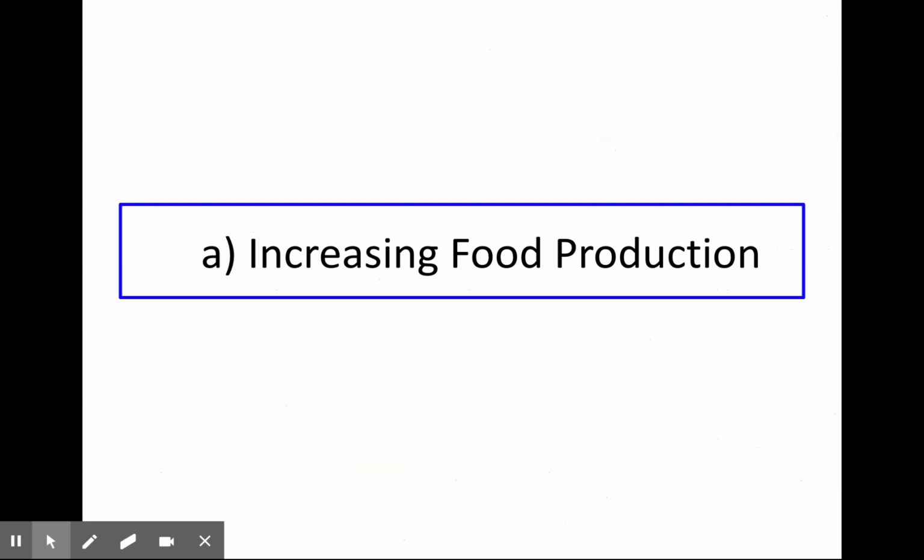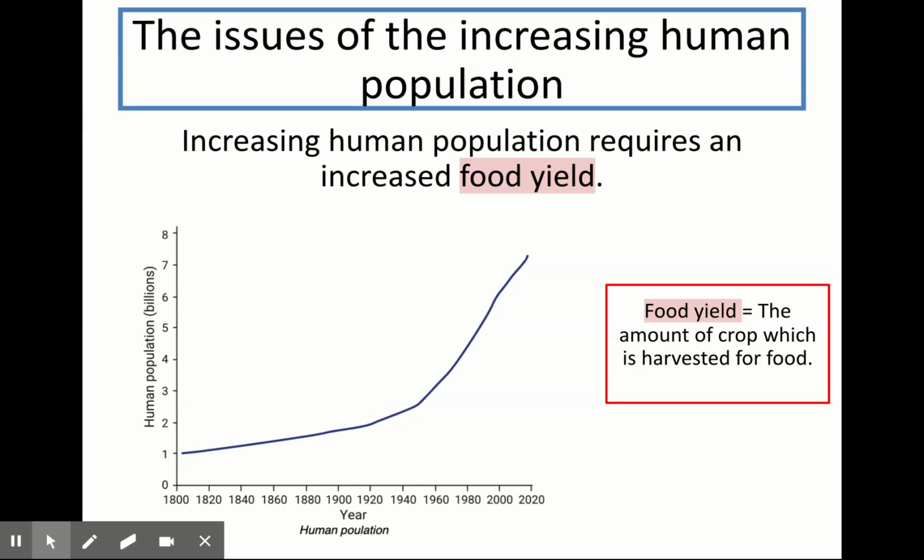So our first part of this topic is looking at how we increase food production and why we might need to do so. So we need to increase food production or food yield because there's an ever-increasing human population, which we can see in this graph at the bottom of the screen. On the y-axis is the human population in billions, and on the x-axis we have the years.